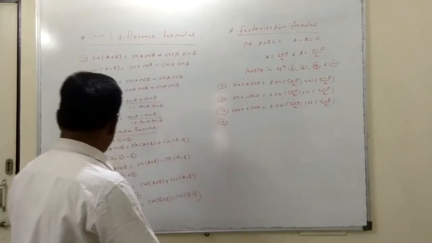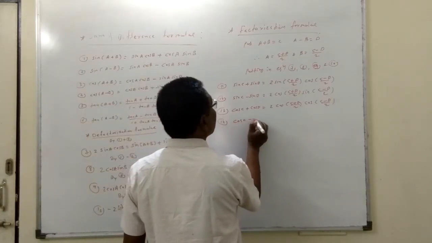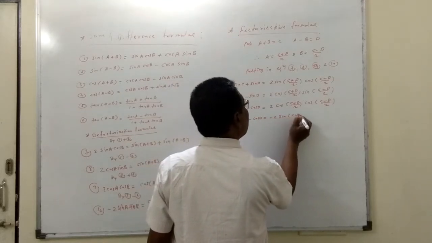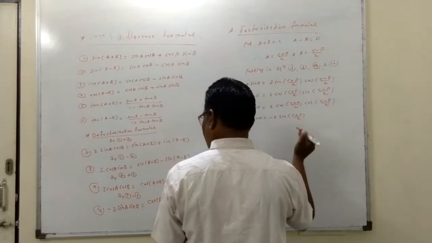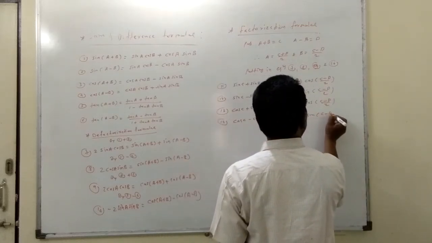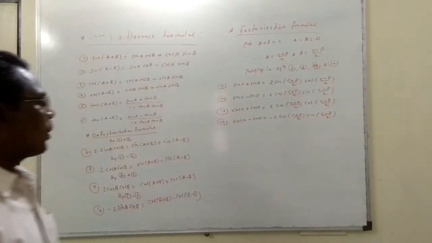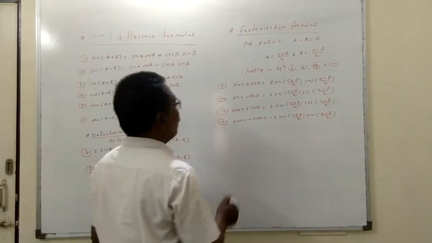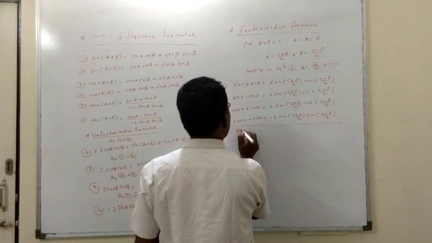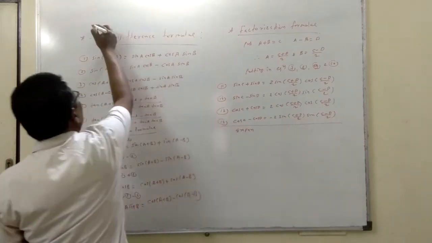14th formula. If we put in the 10th equation, we will get cos C minus cos D is equal to minus 2 sin((C plus D) by 2) into sin((C minus D) by 2). So these four formulas are the factorization formulas. Now by using this formula, we will get expansion for 2 theta. This formula is also called the expansion formula.